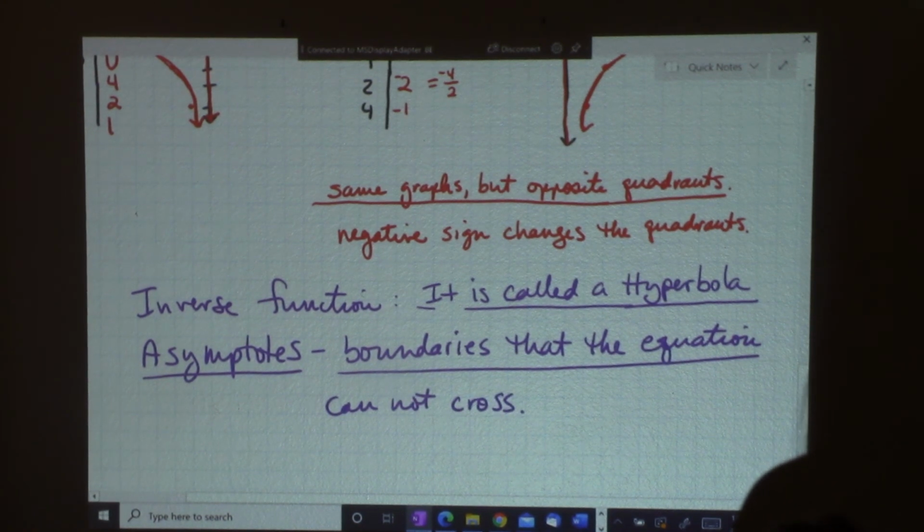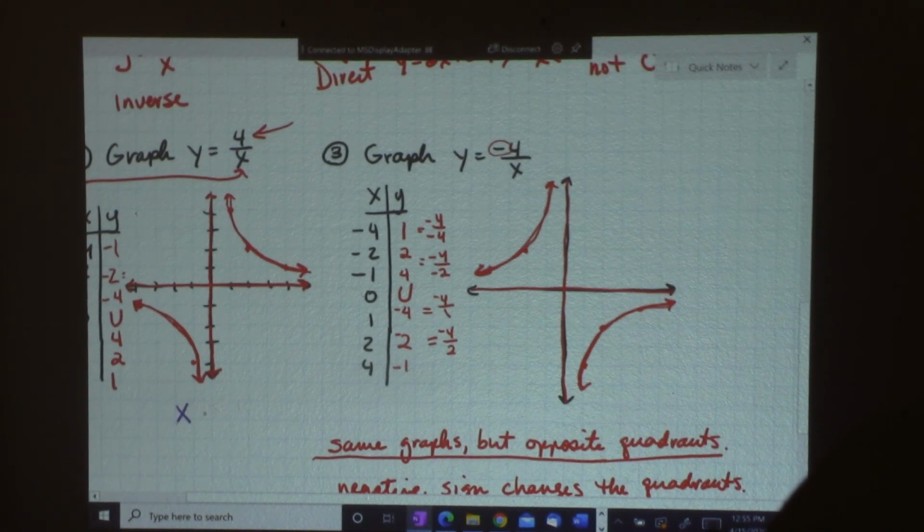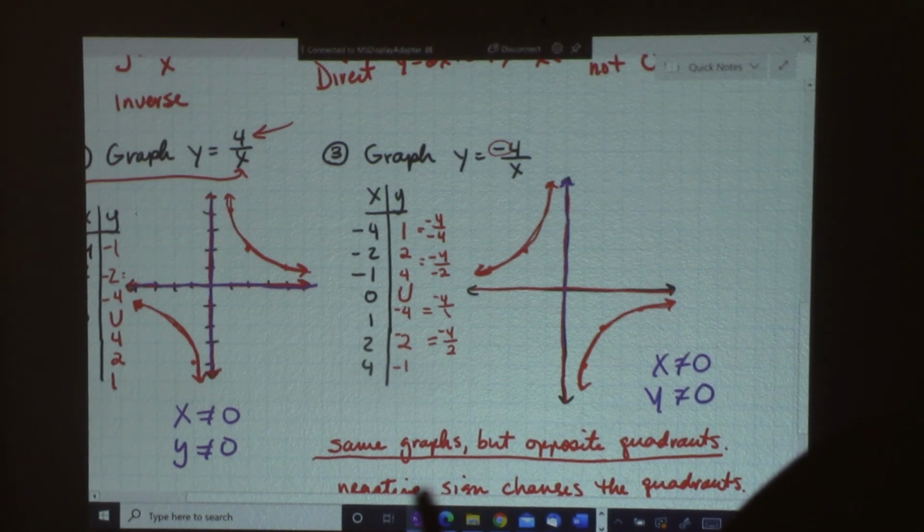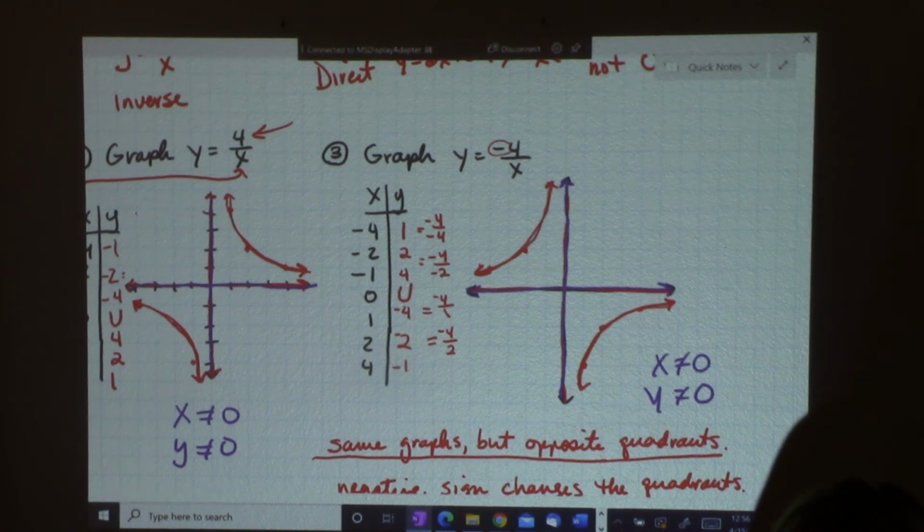So we already talked about that. Up here in our graphs, x cannot be 0, y cannot be 0. These are my asymptotes. Those boundaries are called asymptotes. Now I'm telling you that it can't be 0 because we're going to do other equations later on, and you will see that the boundaries can move. Our graphs are going to move. They're not going to stay right in the middle. So for now, you know what the asymptotes are. Those are the boundaries that the graph doesn't cross. And for now, they're 0, 0, but they're going to change.